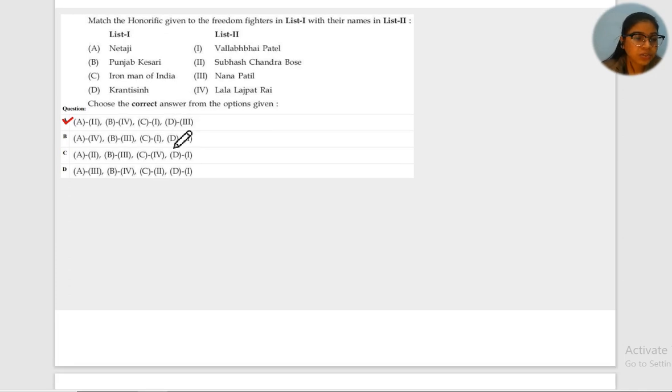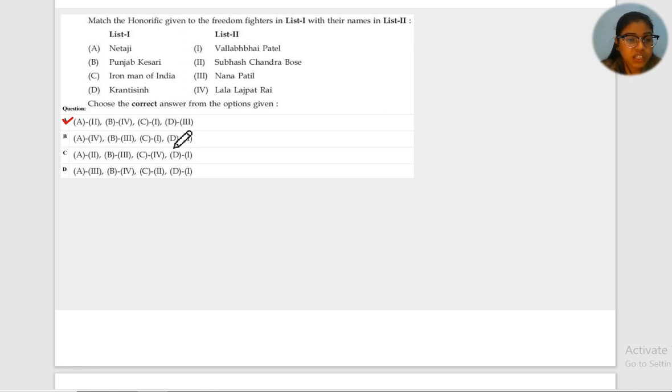So in the next question, we also have a match-the-following type of question. The question says: match the honorific given to the freedom fighter in List 1 with their names in List 2. The honorific is given in List 1 and the name of the freedom fighter is listed in List 2, and you have to match them.